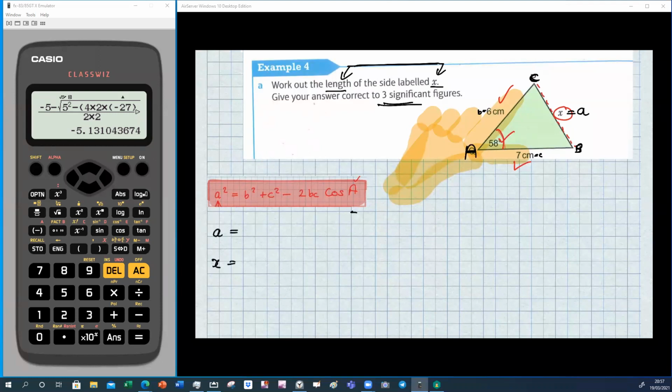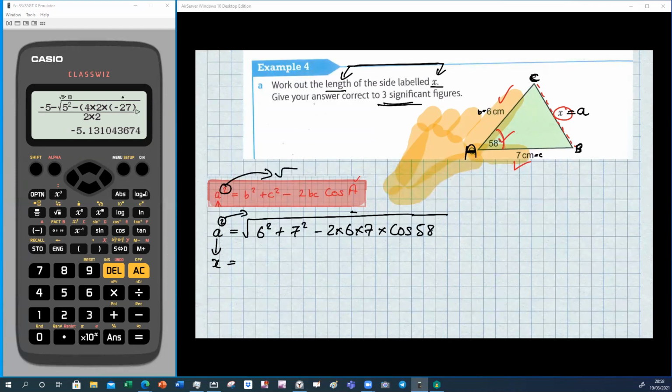So it would be 6 squared, add 7 squared, then minus 2 times 6 times 7 then times by cos 58. Fantastic. Now, what can the A be replaced by? The x squared. Now, what happened to the square that was here originally? Where did that go? You square rooted it. I took it over on the top line.